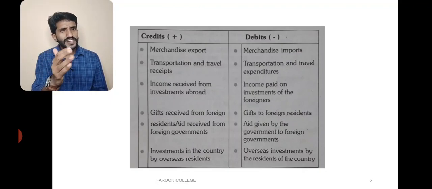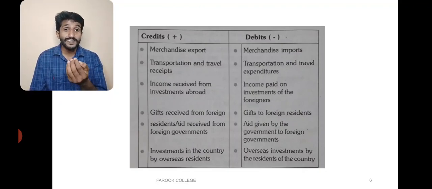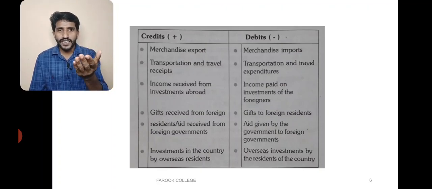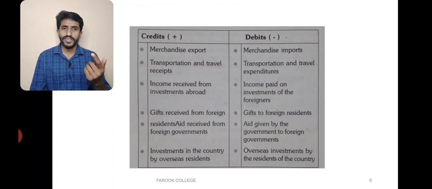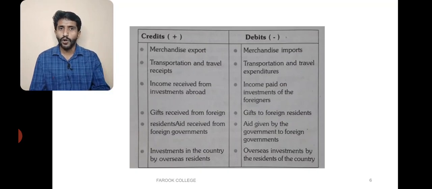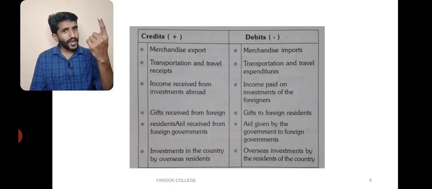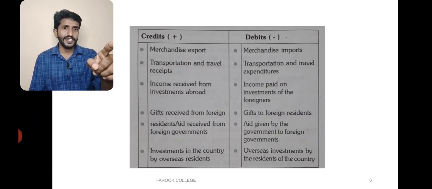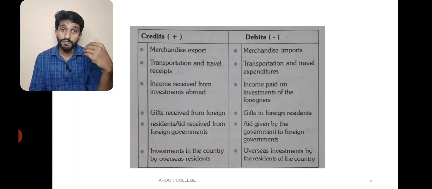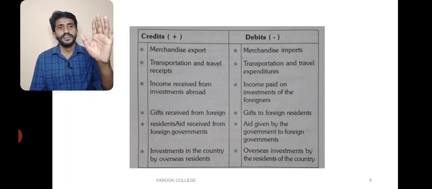Then what about the transportation and travel receipts which we are getting? Transportation and travel receipts come in the nominal account, and we are getting the money. What comes in on the nominal account is credit. What goes out is debit. Transportation and travel expenditures are debit items.